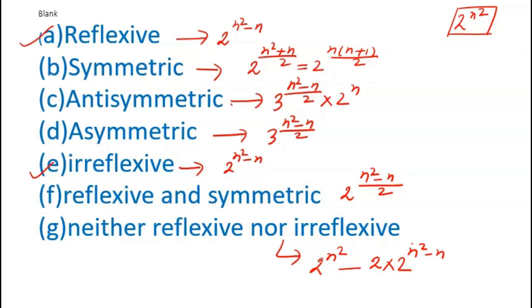Some of you might be thinking that, sir, you have not counted the number of transitive relations, because there is no such formula, there is no general formula available to count the number of transitive relations, right?